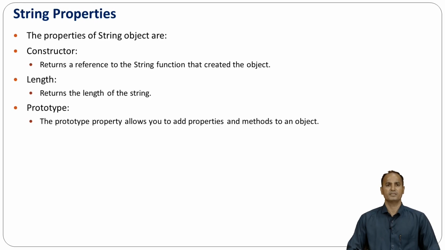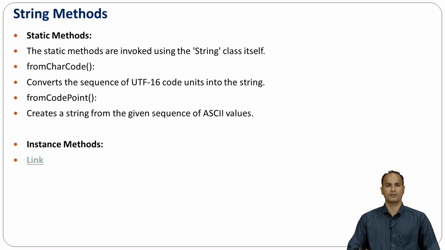There are various properties available on a string. Among them, one is constructor, which returns a reference to the String function that created the object. The length property is also there, which returns the length of the string. The prototype property is also there, and it allows you to add properties and methods to an object. So these are the properties of string objects in JavaScript.